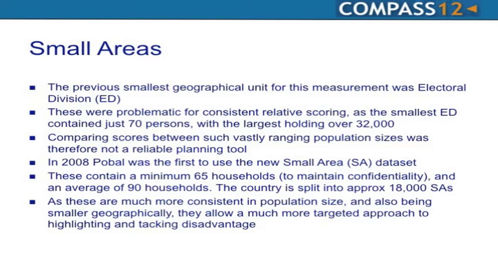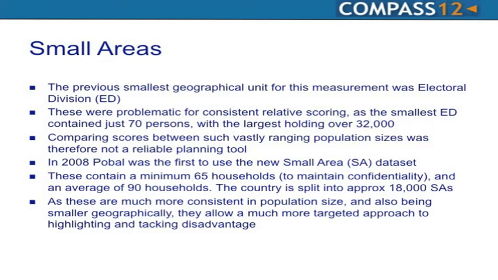So what are small areas? Well, it's the smallest unit that we can use to measure this disadvantage. Previously to this, it was electoral divisions, which were too inconsistent in population size. You had a range of just 70 persons in one ED, up to 32,000 in another. So if you're comparing those two, you can see there's obviously going to be problems.